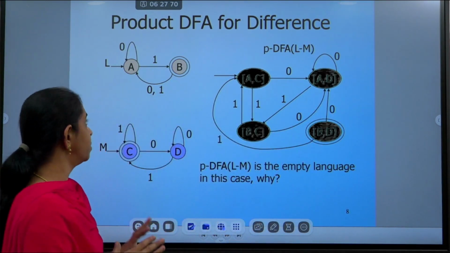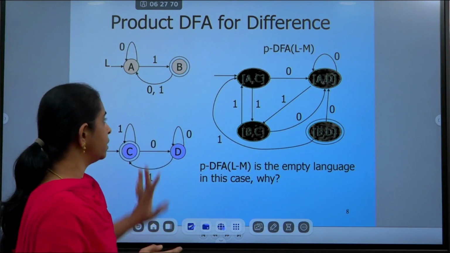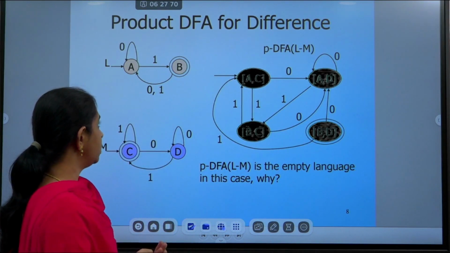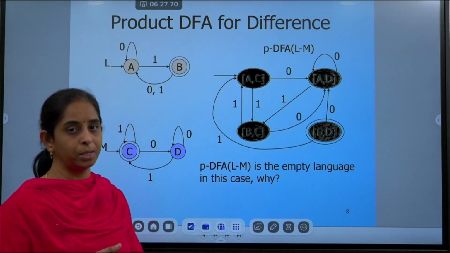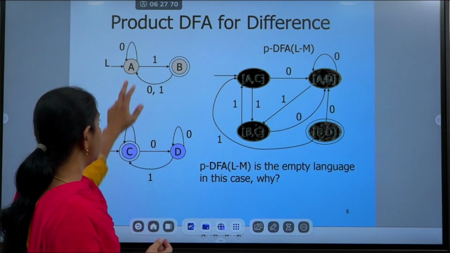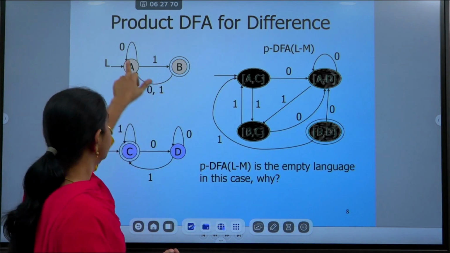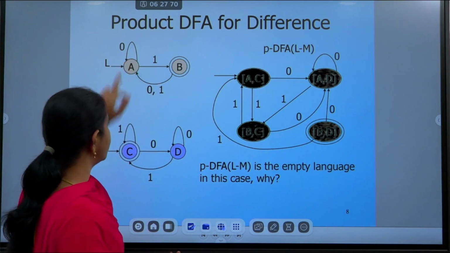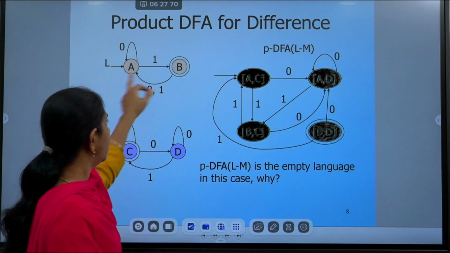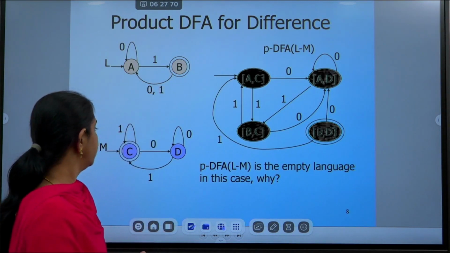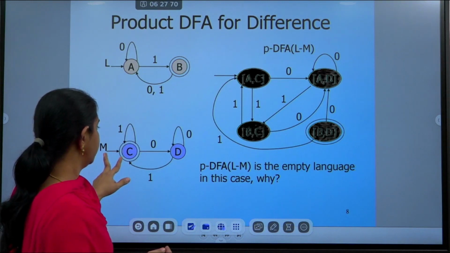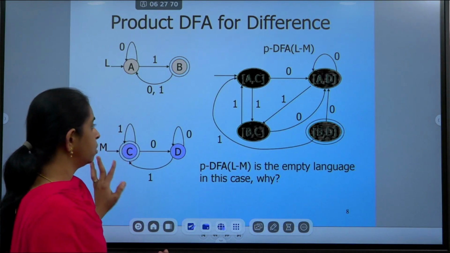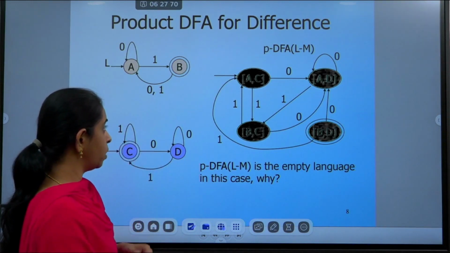First let us observe. We have seen the transitions. First we have to define both DFAs, which language each is accepting. Here, from A, that is starting with 0 and ending with 1. This is the initial state and the final state. So we have the 1.